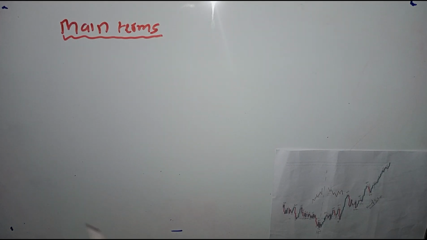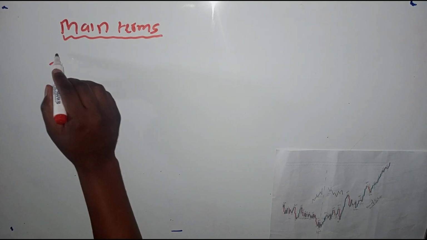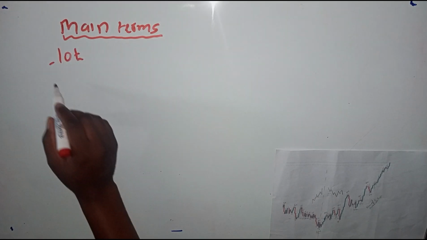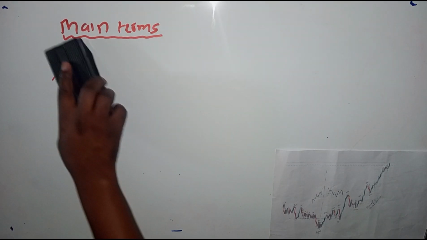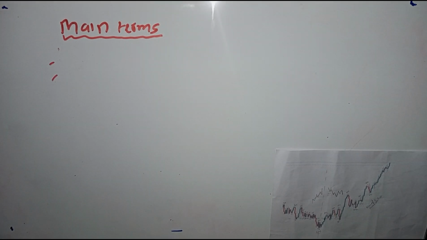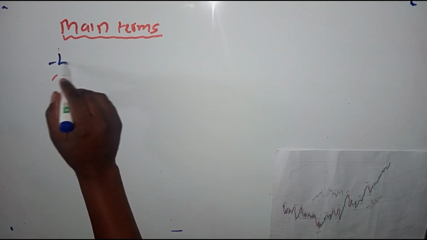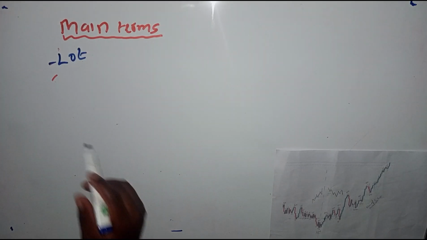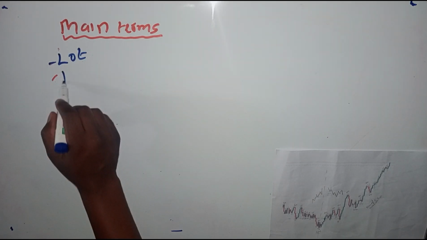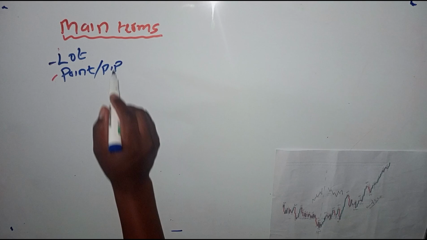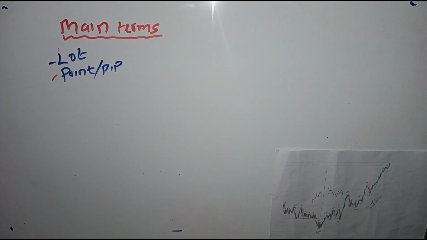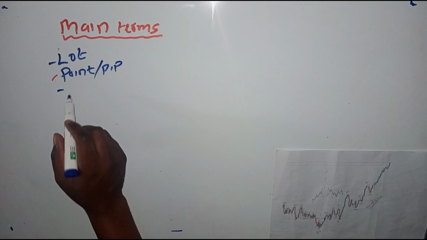So the first term we are going to talk about is the lot. The second is a point or pip. The third one is reference.